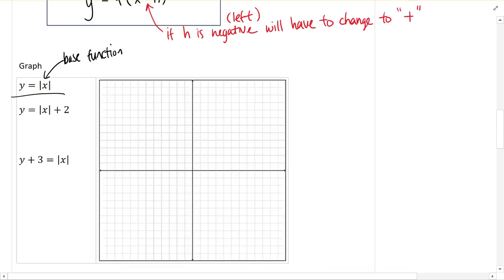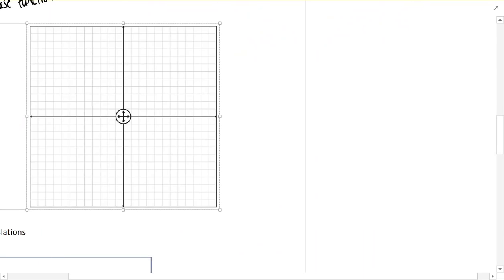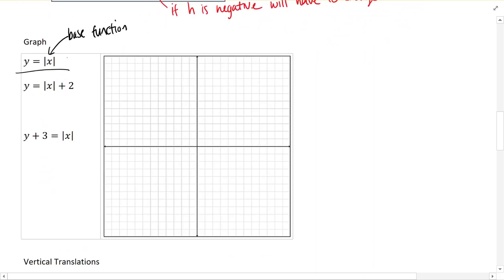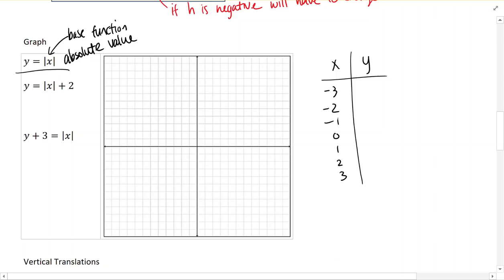This one specifically is called, if you recalled, absolute value. Okay, that's what that function is called. If you forgot what that may look like, again, we can do a table of values: 3, 2, 1, 0, 1, 2, 3. With absolute value, basically, if you have a negative input, that output will just be changed to the positive side.